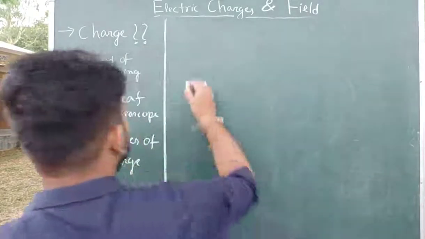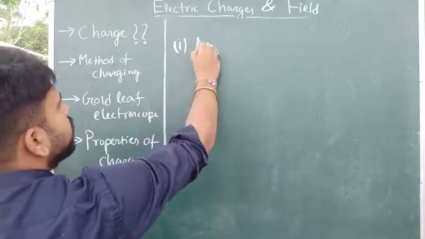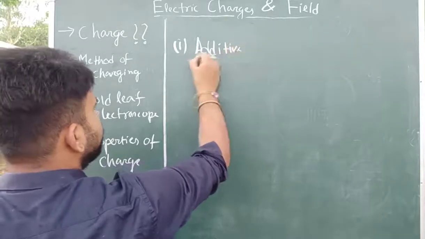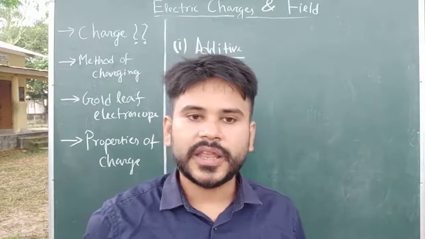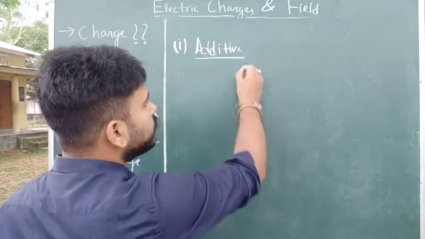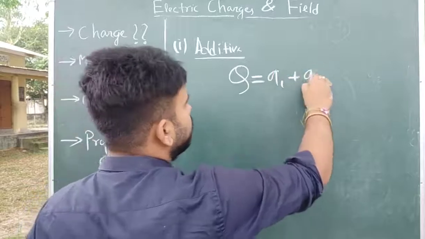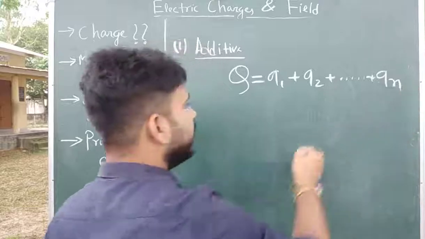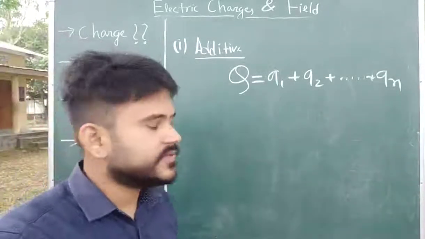Our first property is that charges are additive in nature. Suppose we have a system comprising n number of charges ranging from Q1 to Qn. Then the total charge of the system will be Q1 up to Qn, we just have to add those charges. So this is the additive property of charge.